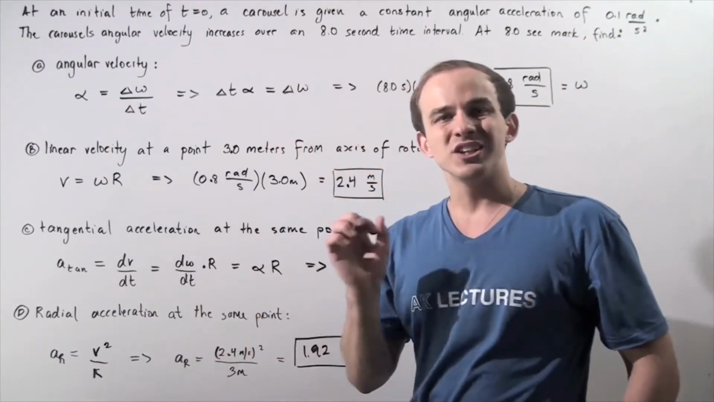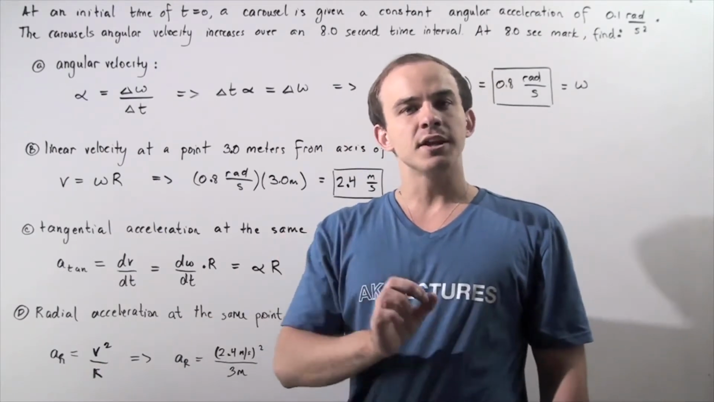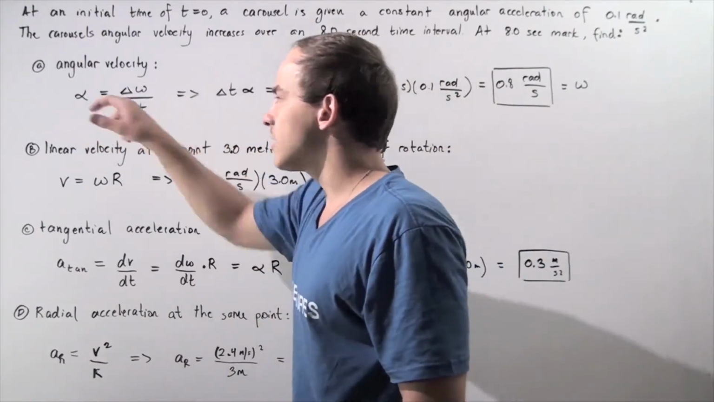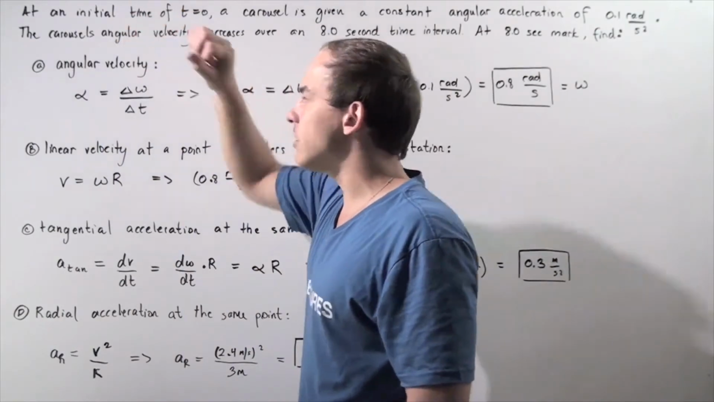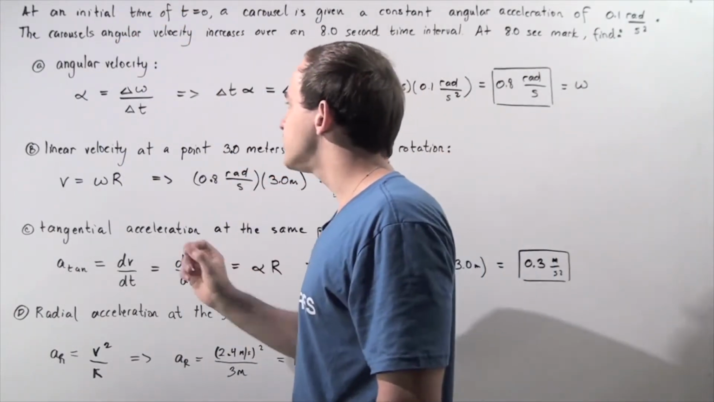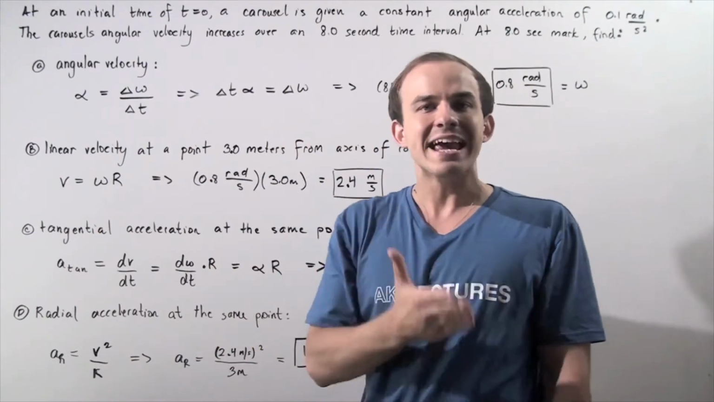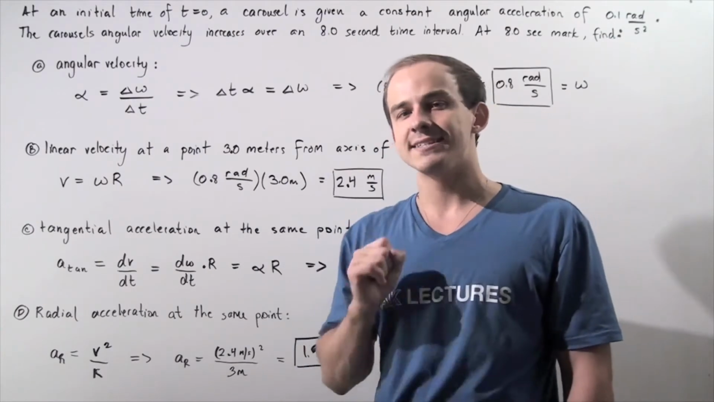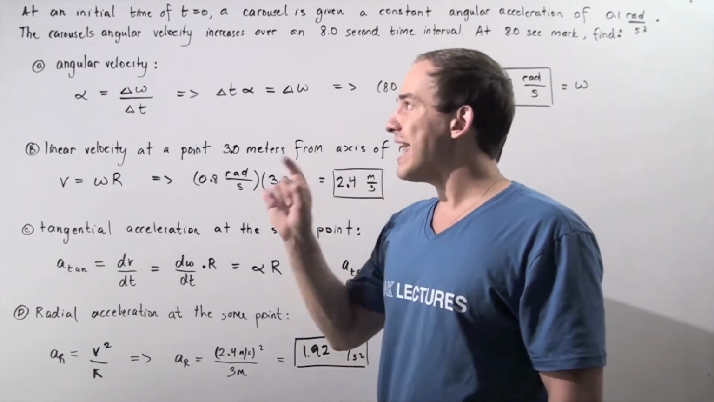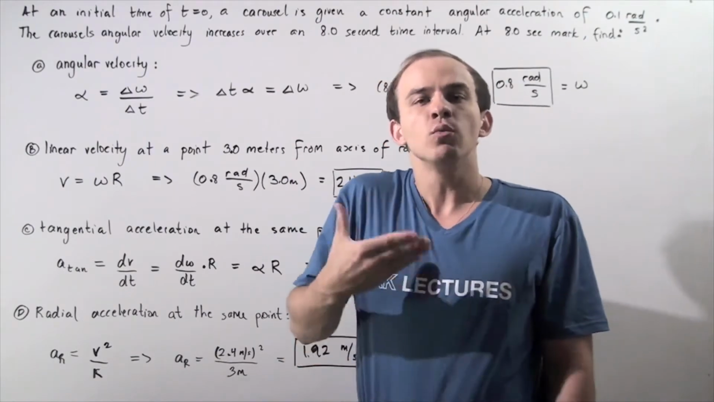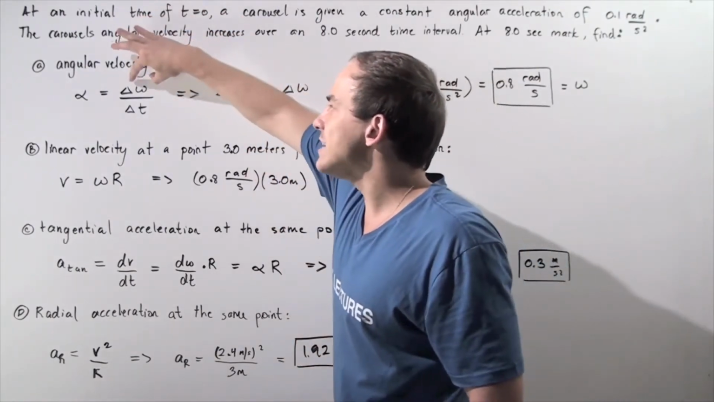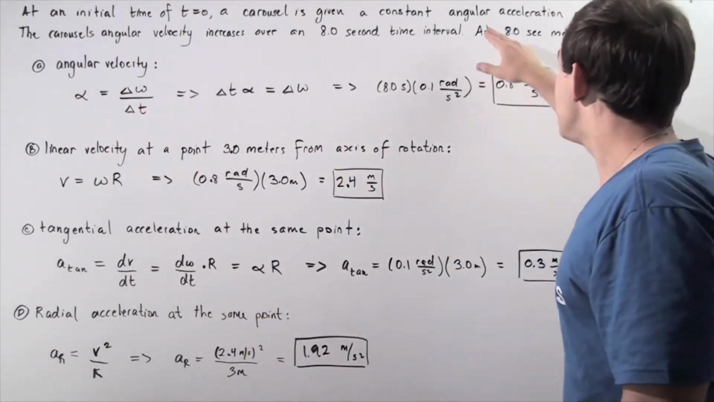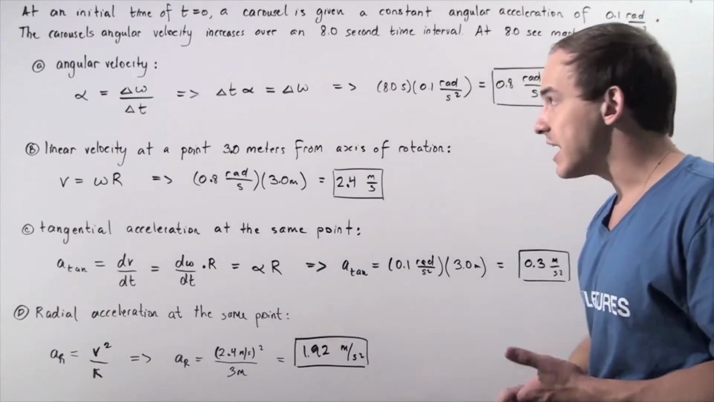So let's recall the relationship between our angular acceleration and angular velocity of a rotating object. So the angular acceleration is equal to change in our angular velocity divided by change in time. The change in time is simply 8 seconds because our initial time is 0 seconds and our final time is 8 seconds. Now we know initially the angular velocity is 0, so all we're looking for is the change in our angular velocity, and we know what our angular acceleration is. That's simply 0.1 rads per second squared.